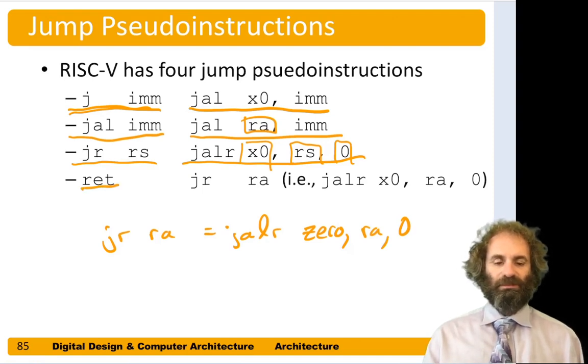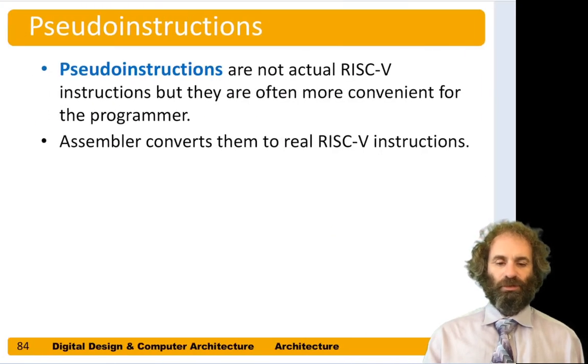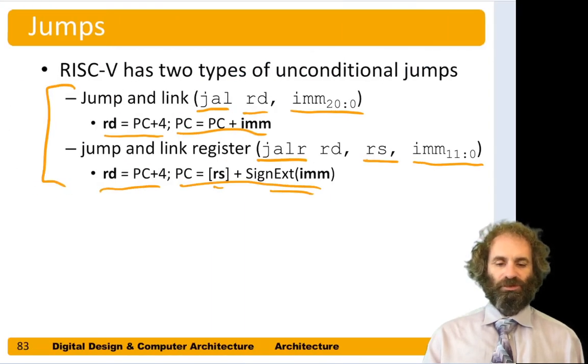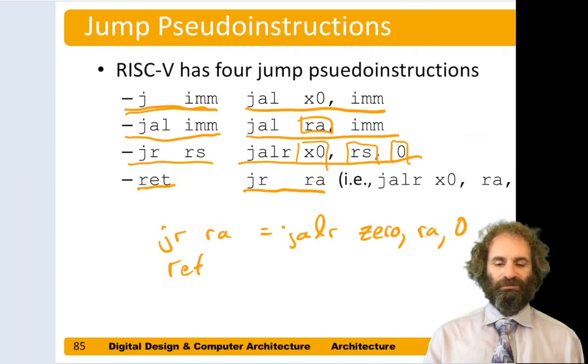Finally, it's sometimes handy to use return instead of jump register RA, just as a way to return from a function, and those two are synonymous as well. So we see there are 4 different pseudo-instructions for jump from the 2 actual jump instructions, JAL and JALR.